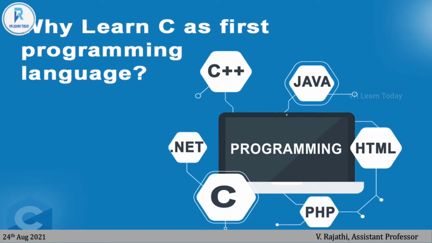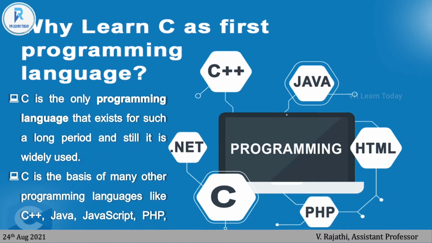Before getting into the topic, we have to know why learn C as a first programming language. The reason behind this is C is the only programming language that has existed for such a long period and is still widely used. C is the basis of many other programming languages like C++, Java, JavaScript and PHP. So this is the reason we have to study C as the first programming language.